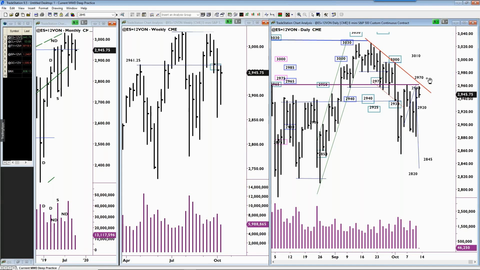I'm looking for it to die out around 2970 today, tomorrow, the next day, or early next week. If that breaks, then we're most likely going to go up into this area here. But if that holds, then we're going to start making our way back down, and I'm looking for us to get down to 2845, give or take.